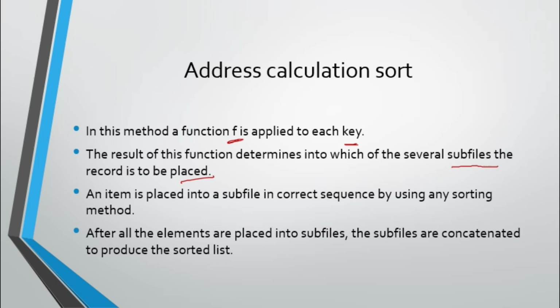We'll understand what subfiles are when we take the example. Then an item is placed into a subfile in correct sequence by using any sorting method. After all the elements are placed into subfiles, the subfiles are concatenated to produce the sorted list. So let us go to the example and understand the concept.